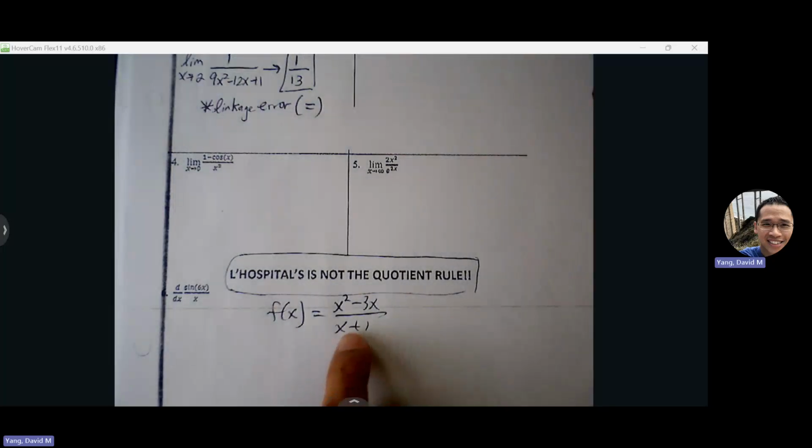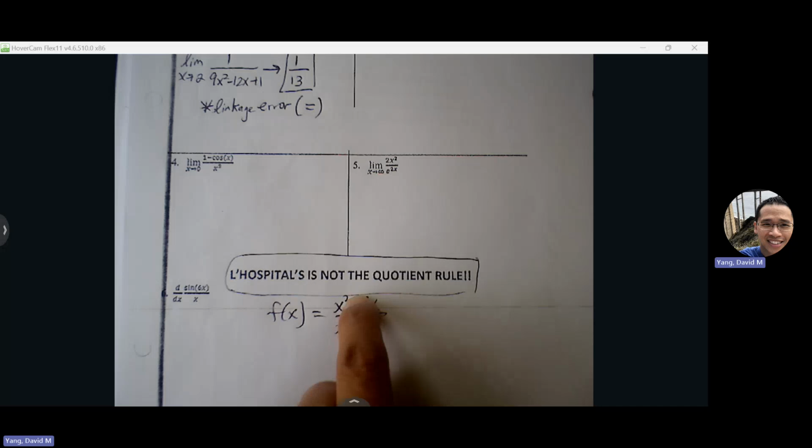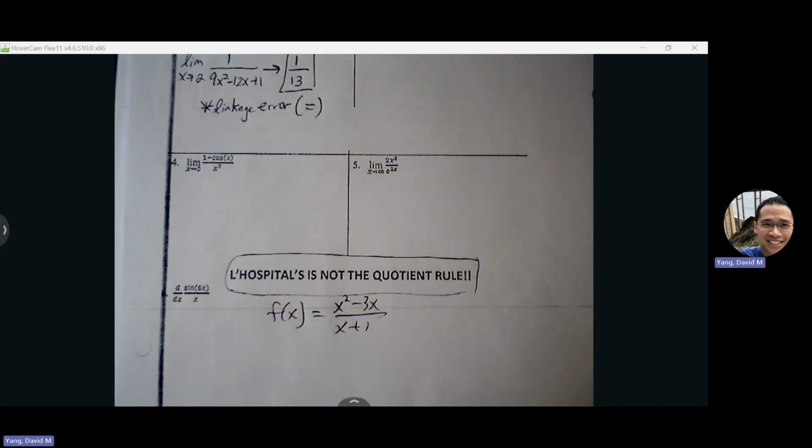Normally we can't just take the derivative of the top and the bottom separately unless it's L'Hopital's rule. If you're asked to find the derivative, you still got to go through f prime g minus f g prime all over g squared. We can't say, oh, numerator's derivative, denominator's derivative, and I'm done. So L'Hopital's rule is for limits. Quotient rule for fractions is for derivatives.